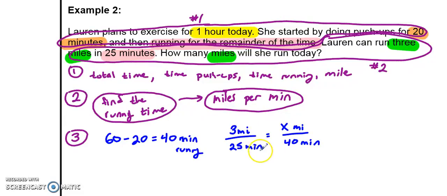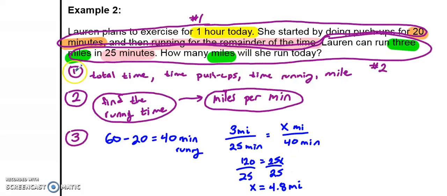Now you could either look for a multiplicative relationship, but it's kind of hard to see here. So let's just go to cross multiplying. 3 times 40 is 120. X times 25 is 25x. And divide both sides by 25. And you find that x equals about 4.8 miles that she ran.